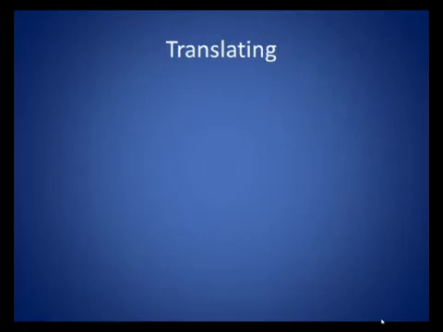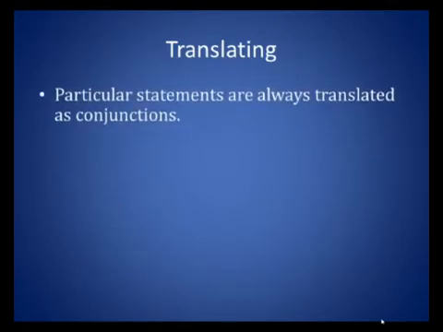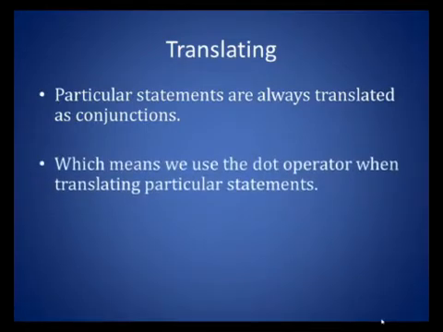But first, a bit about the translating. Particular statements are always translated as conjunctions. Now remember, our universal statements we always translate as conditionals. But in the case of particular statements, we will always translate them as conjunctions, which means we will use the dot operator when translating particular statements.